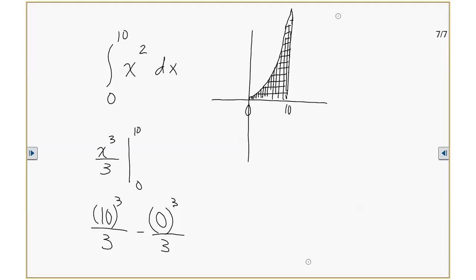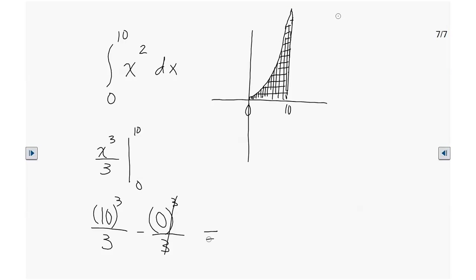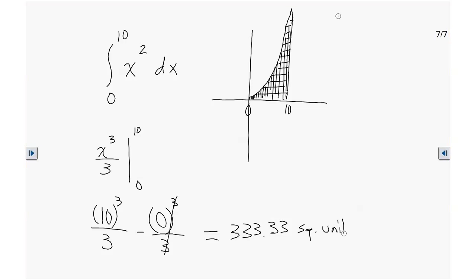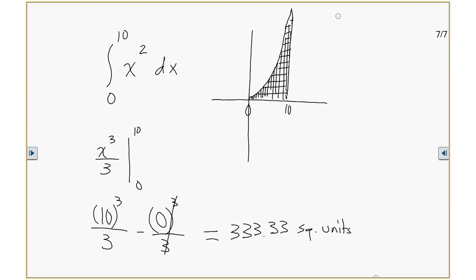I'll do this one for you. That's 0. Ain't that something? I'll do that quick. Now, what's 10 to the third? 1,000, right? What's 1,000 divided by 3? 333.33. So the area under this curve is 333.33 square units. If it was inches, if it was miles, if it was feet, whatever.